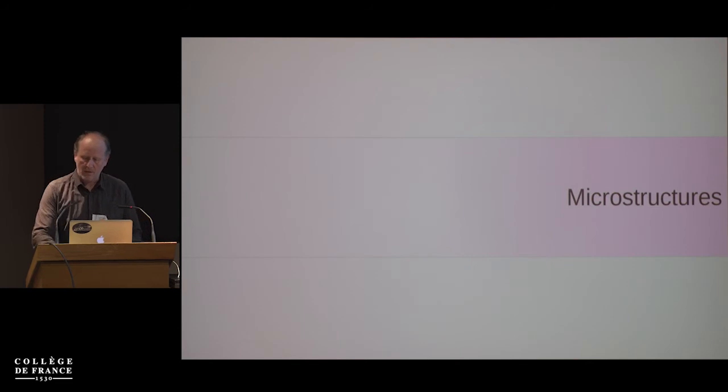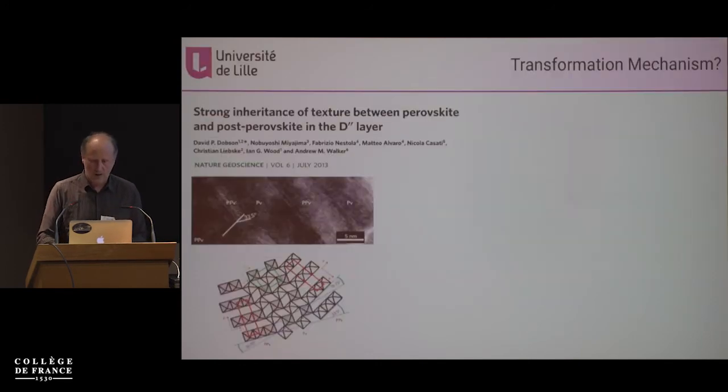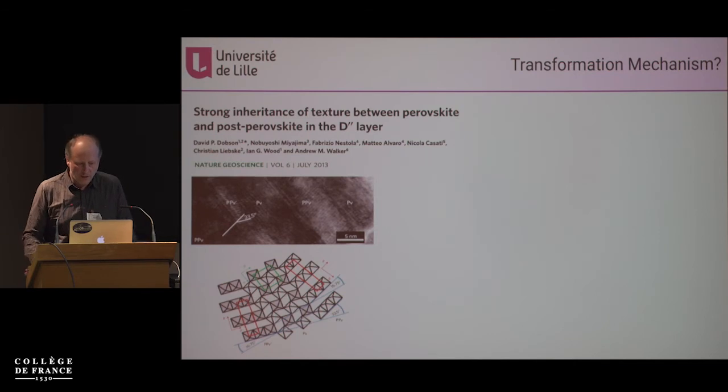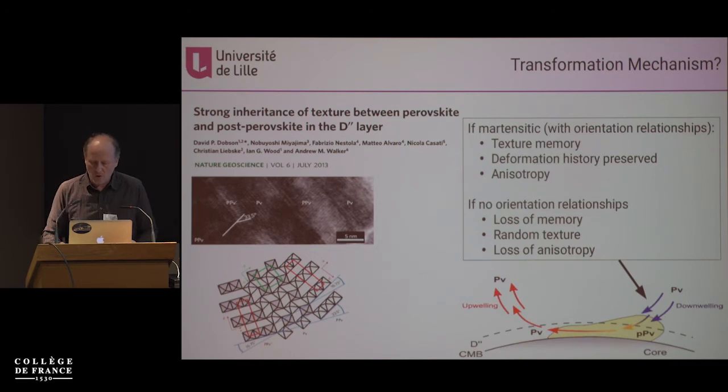So the next step is, as I said in the introduction, phase transitions have an effect on microstructures, and this is what we will be looking at now, so it's a different topic. You had this publication from David Dobson in 2013 where he said you actually have orientation relationships between Bridgmanite and post-perovskite in an analog. And so when you go from perovskite to post-perovskite in the deep mantle, there will be a memory of the texture, of the microstructure.